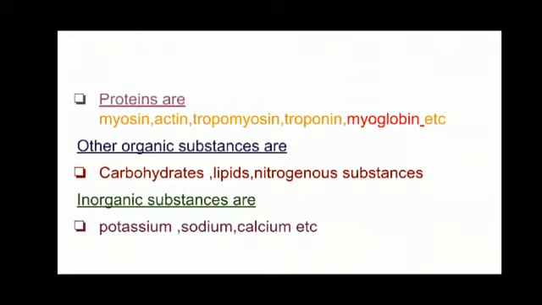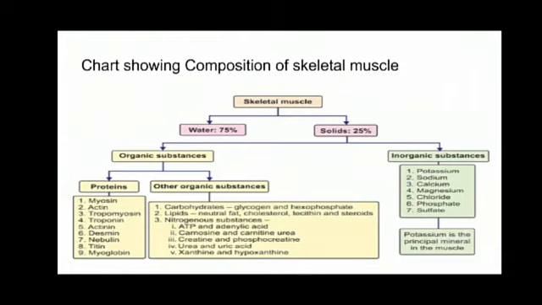Other organic substances are carbohydrates, lipids, nitrogenous substances. Inorganic substances are potassium, sodium, calcium, etc. Chart showing composition of skeletal muscle.